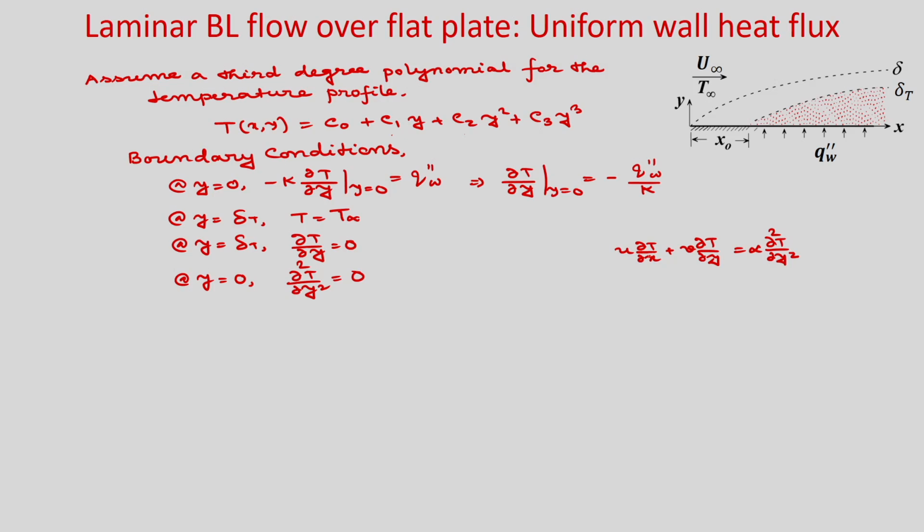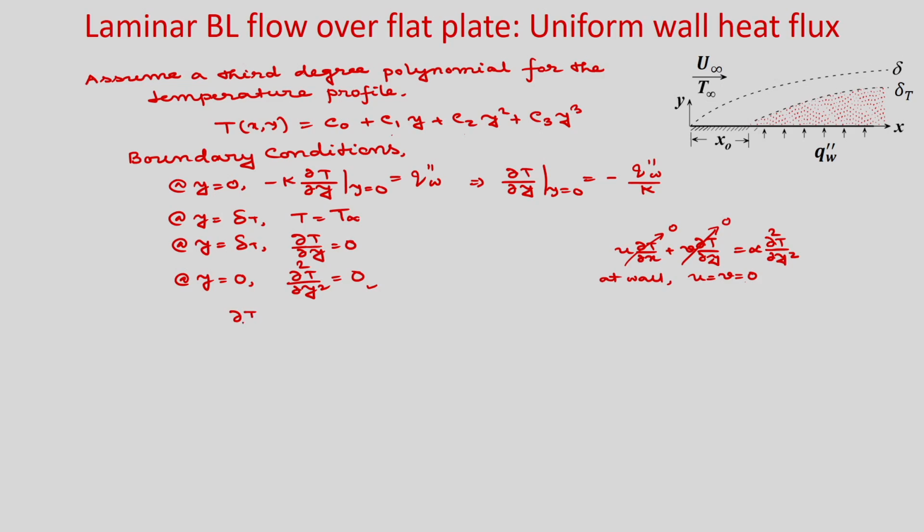So, this is your boundary layer energy equation. At the wall you have u equal to v equal to 0. So, if u and v are 0, obviously the left hand side terms will be 0. So, del 2 T by del y square will be 0. Now you have 4 boundary conditions and 4 coefficients. Those 4 unknown coefficients you can find by satisfying these boundary conditions.